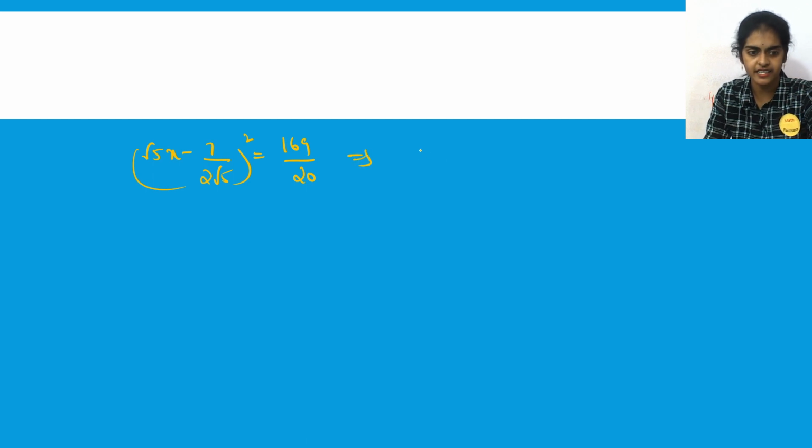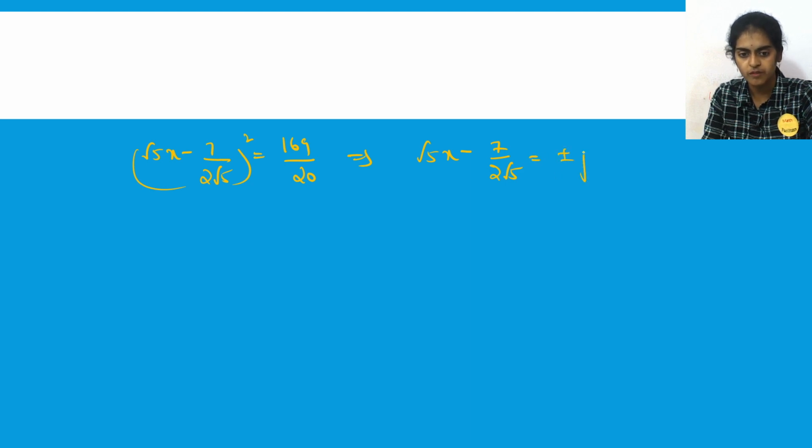So finally I get, let me write it here, root 5x minus 7 by 2 root 5 whole square is equal to 169 by 20. So taking root over this, I'll get root 5x minus 7 by 2 root 5 is equal to plus or minus root 169 by 20. Or you can write this is nothing but plus or minus 13 by root 20.